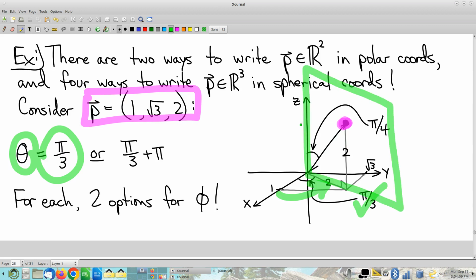Notice that my point is in that half plane. Cool, right? As desired. And now here's your options. I claim there's 2 different values of phi that'll get you to this same point.